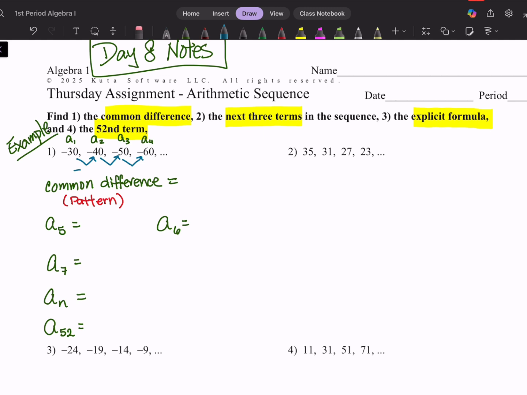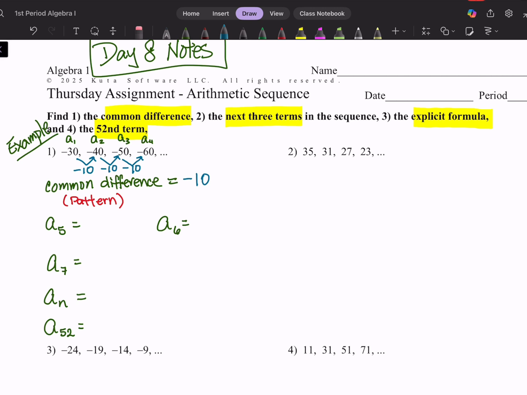From 30 to 40 is a difference of 10. So it looks like negative 30 minus 10 is negative 40. Each time you subtract 10 will give you the next answer. So that means that my common difference is negative 10. Again, remember, common difference is pretty much your pattern. How do you go from one number to the next number?